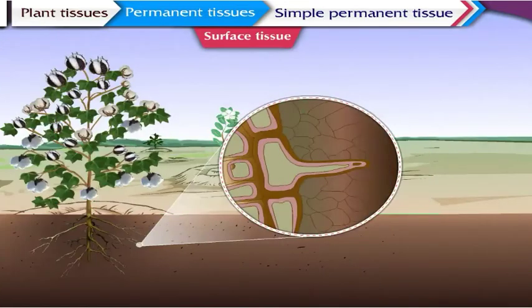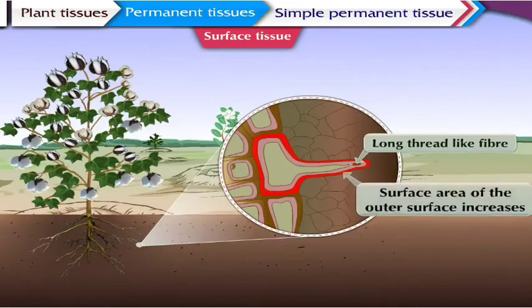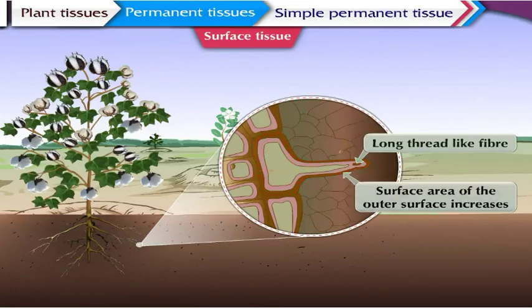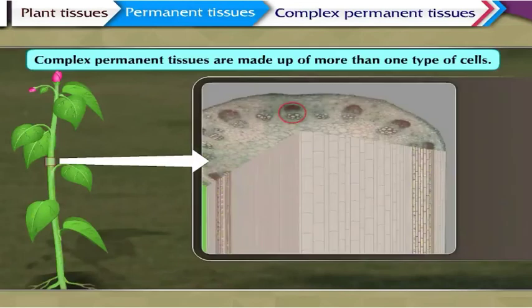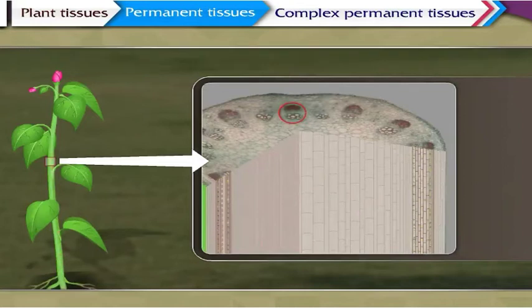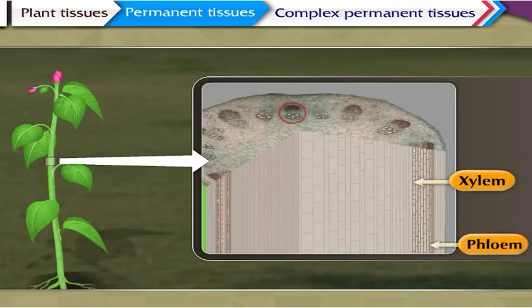The cells of the epidermis of the roots have long thread-like fibers, due to which the surface area of the outer surface increases and absorption of water is done more efficiently. After studying about simple permanent tissues, now let us study about complex permanent tissues. Complex permanent tissues. Complex permanent tissues are made up of more than one type of cells. Complex permanent tissues are of two types, xylem and phloem.